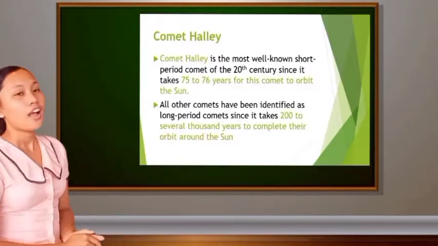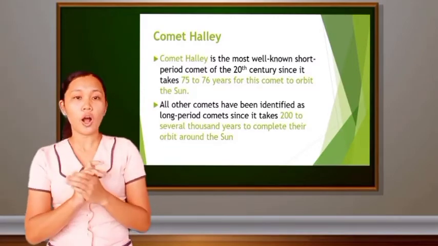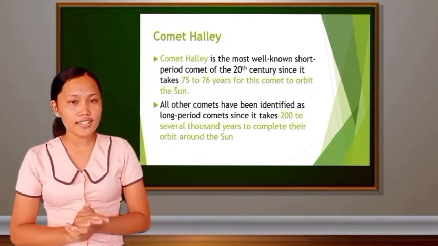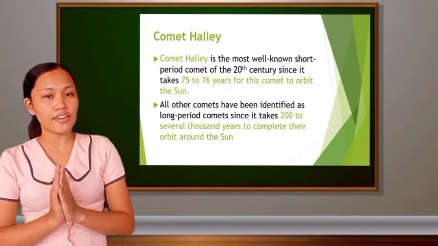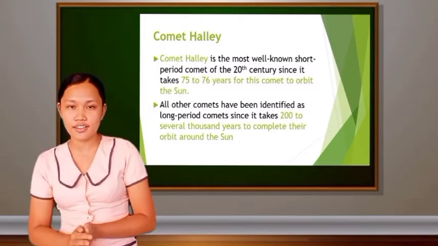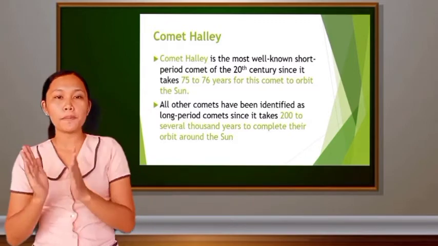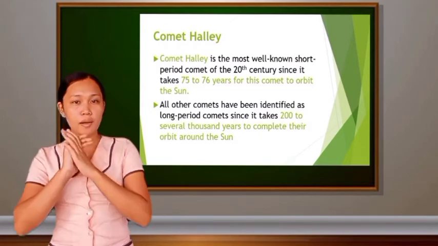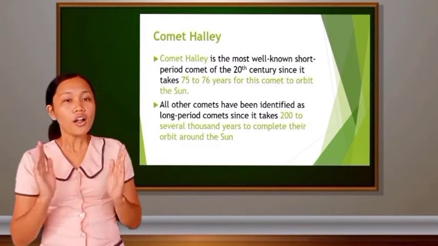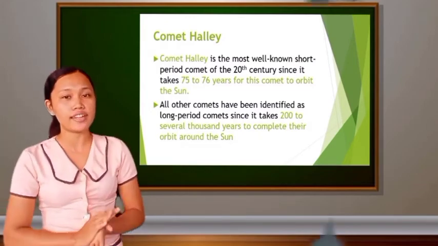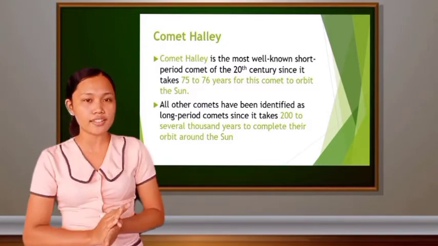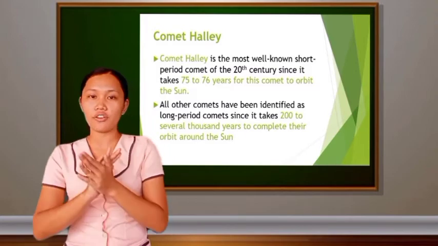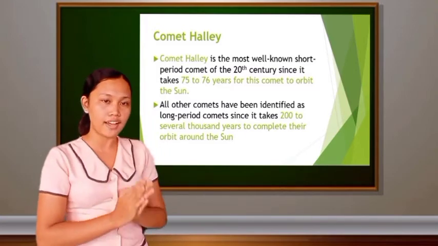Okay. Comet Halley is the most well-known short-period comet of the 20th century, since it takes 75 to 76 years for this comet to orbit the sun. We can view it in the night sky every time it comes closer to the sun. All other comets have been identified as long-period comets, since it takes 200 to several thousands of years to complete the orbit around the sun.